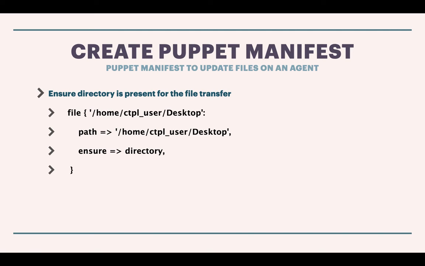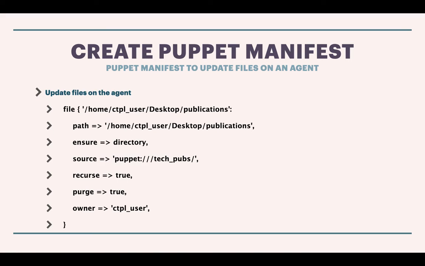The next thing I want this manifest to do is to make sure that the user, ctpl_user, has a folder called desktop, and I specify the path home/ctpl_user/desktop and ensure directory. That means just make sure the directory is present.